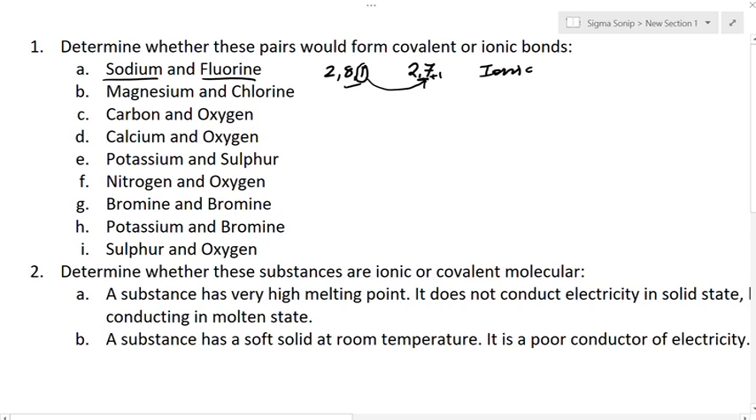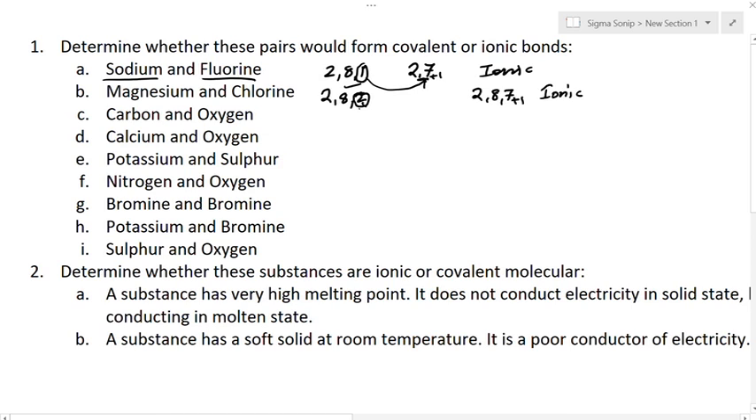Let's look at magnesium and chlorine. Magnesium, atomic number 12, has an electron configuration of 2, 8, 2, and chlorine, atomic number 17, has 2, 8, 7. So we see that magnesium needs to lose these electrons, and chlorine needs to gain 1 electron. So this needs to lose, this needs to gain. Magnesium donates 2 electrons to 2 atoms of chlorine. Complete transfer of electrons takes place. This one becomes a positive ion, that one becomes a negative ion. So that would be ionic.